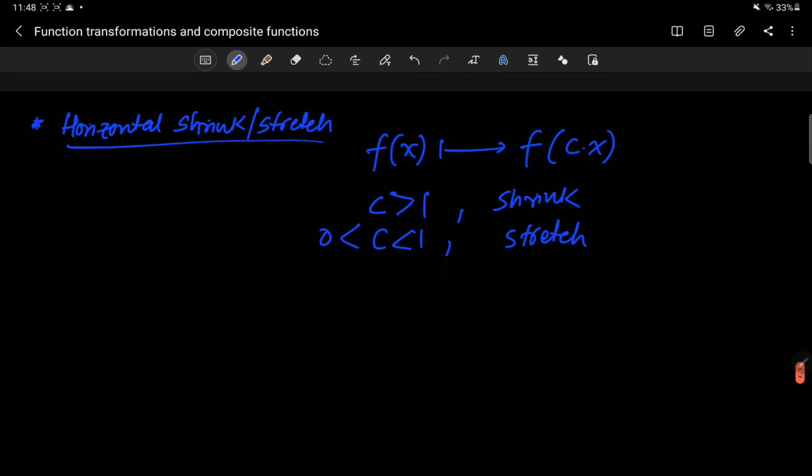And the idea is going to be similar to what we saw last time, is that when c is more than 1, things are happening faster, right? That's why it shrinks. And when c is less than 1, things are happening slower, and so it stretches.